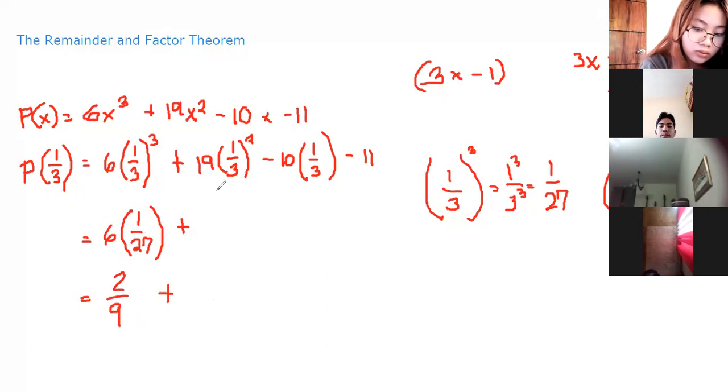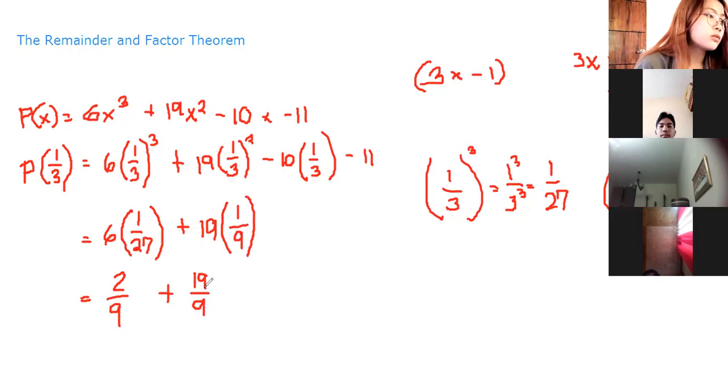So, now we go to the second term. We have 19 times, what is 1/3 squared? This is 1 over 9. So this will be 1 over 9. Then, 19 times 1 over 9 will be 19 over 9. 19 over 9 doesn't have any lowest term, right? 19 is a prime number, so it won't have one.